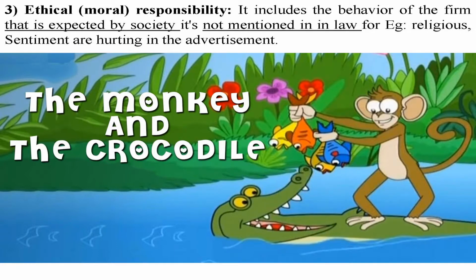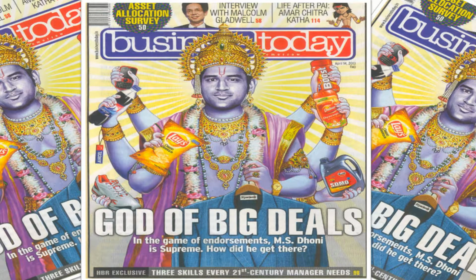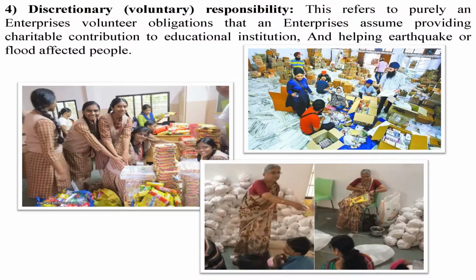Next, ethical or moral responsibility. It includes behavior of the firm that is expected by society. It is not mentioned in the law. For example, religious sentiments being hurt in an advertisement. In an ad, Dhoni was represented as a god holding a shoe in one hand. So it hurts religious feelings. These kinds of statements will affect society.